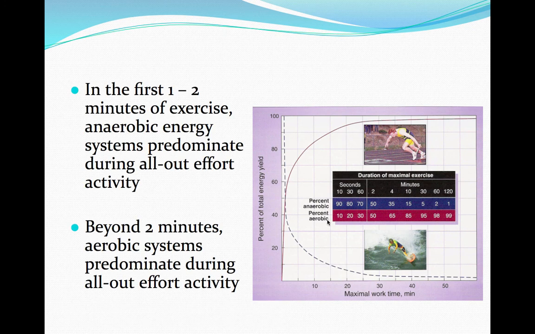And then here's another one that shows you the duration of maximal exercise and then the percent anaerobic and the percent aerobic. But just remember, what's the take-home message? In the first 1 to 2 minutes of exercise, anaerobic systems are going to predominate during all-out effort, and then beyond 2 minutes, aerobic systems are going to predominate.